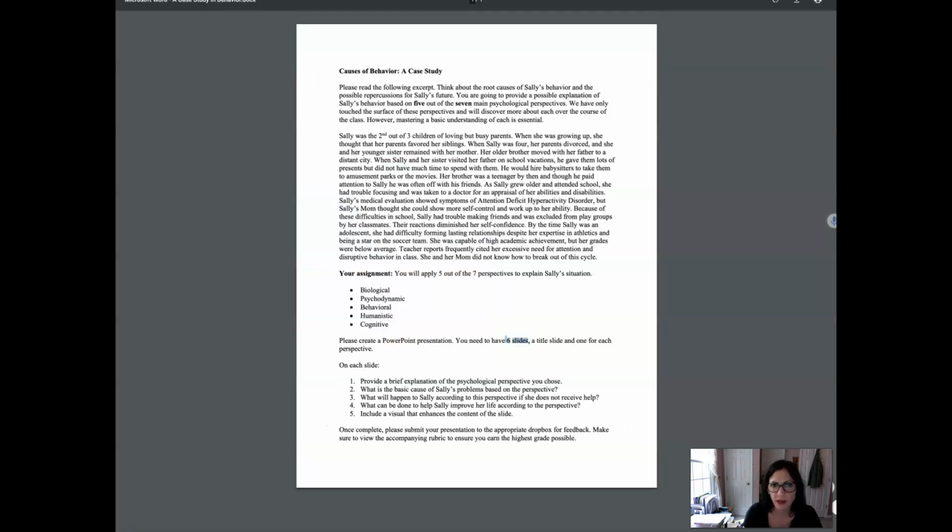The second thing that we're going to do is, what is the basic cause of Sally's problems based on the perspective? The psychodynamic perspective believes that the root of psychological problems or disorders stems from things that happened in the past or underlying issues that are in our unconscious that we don't know about. So if we wanted to talk about Sally, one example of explaining this would be to say that things that happened in her childhood with her parents, and you could give specifics from the blurb, caused her to have these problems today.